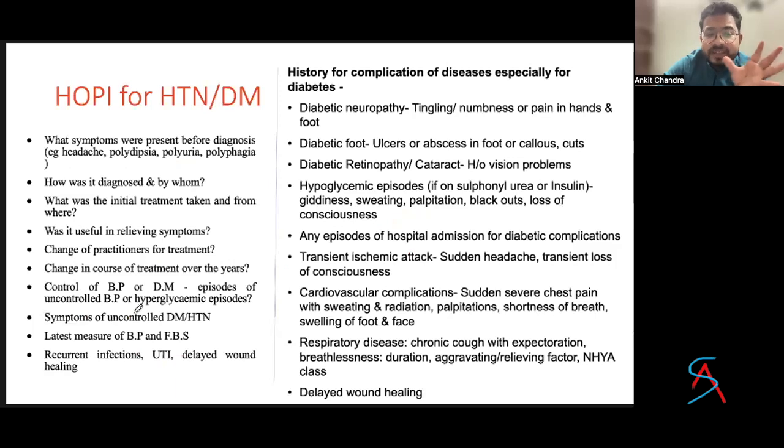This is just a gist I'm trying to give you for the history of presenting illness for diabetes and hypertension. You should try to put what the symptoms are, how it was diagnosed, initial treatment, relieving symptoms, whether change of practitioner was done or not, how the course has been over the years, whether it is controlled or not, whether there is any symptom of uncontrolled diabetes or hypertension, when they last tested their blood pressure or blood sugar, and any complications. These are the list of complications, especially for diabetes. So all this you can ask through history.